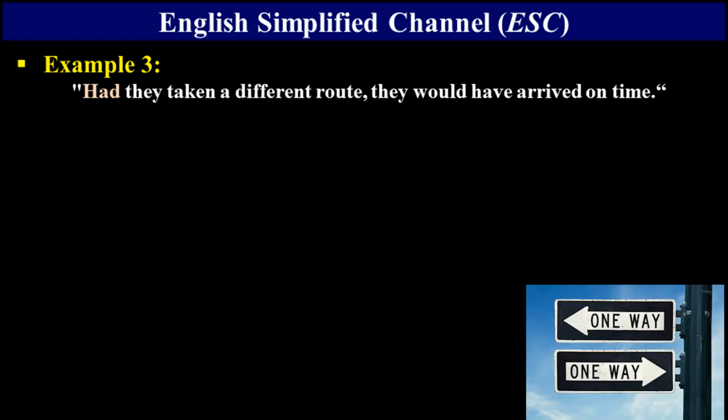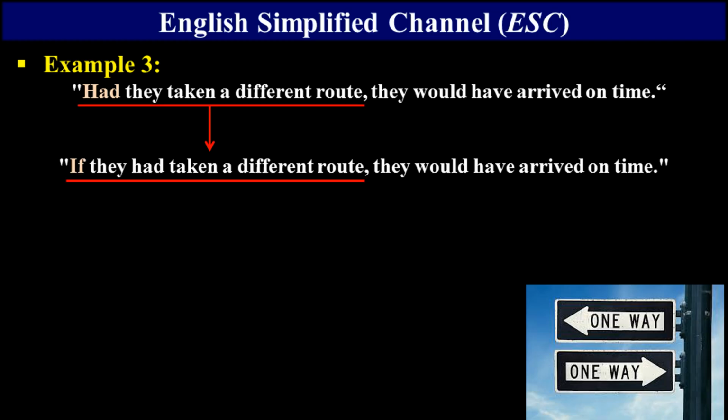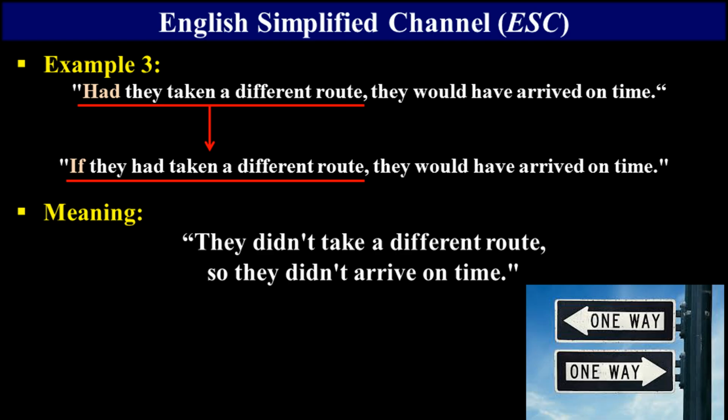Example 3. "Had they taken a different route, they would have arrived on time." When using "if," this sentence sounds like: "If they had taken a different route, they would have arrived on time." This sentence suggests that a different decision in the past could have changed the outcome. They didn't take a different route, so they didn't arrive on time.